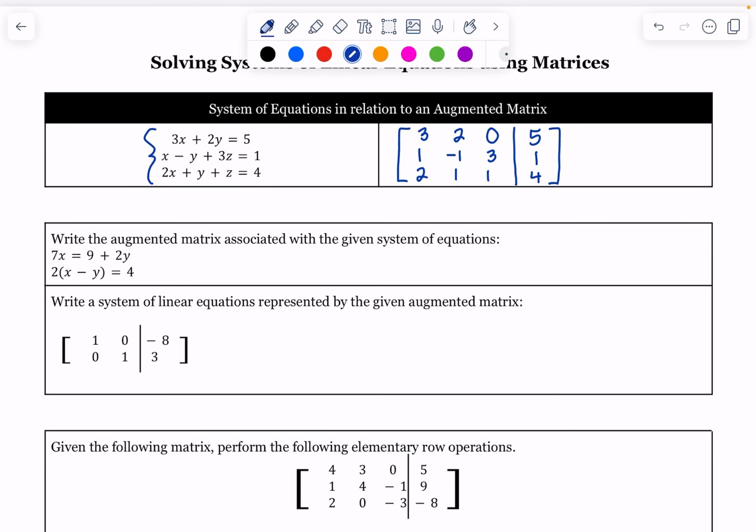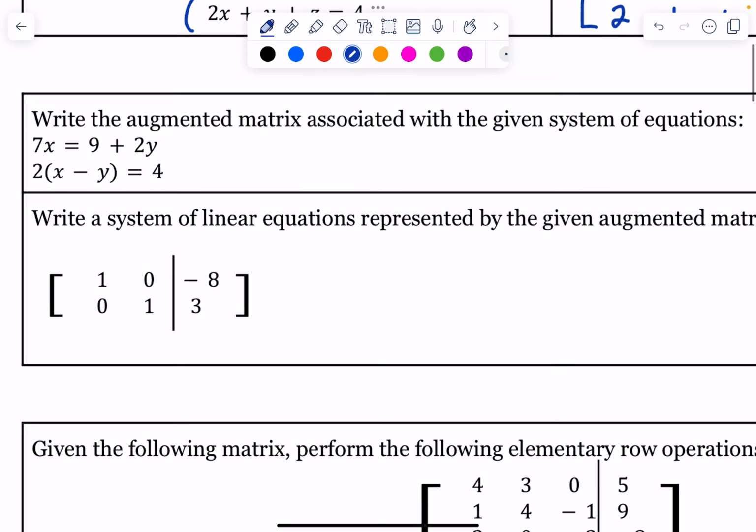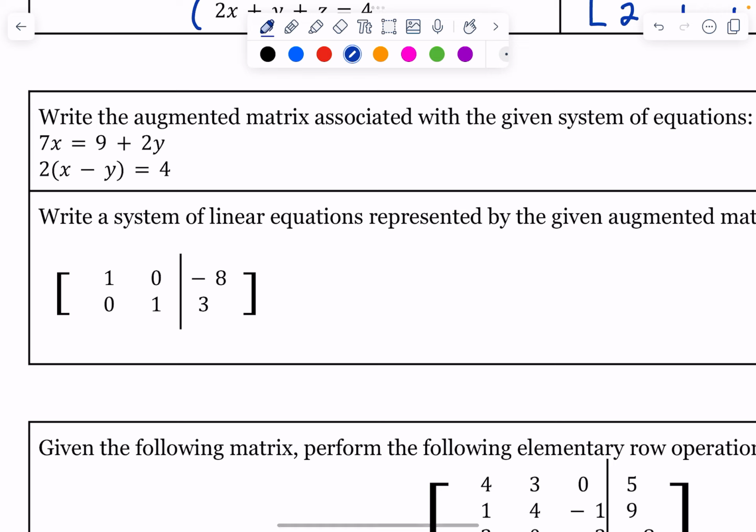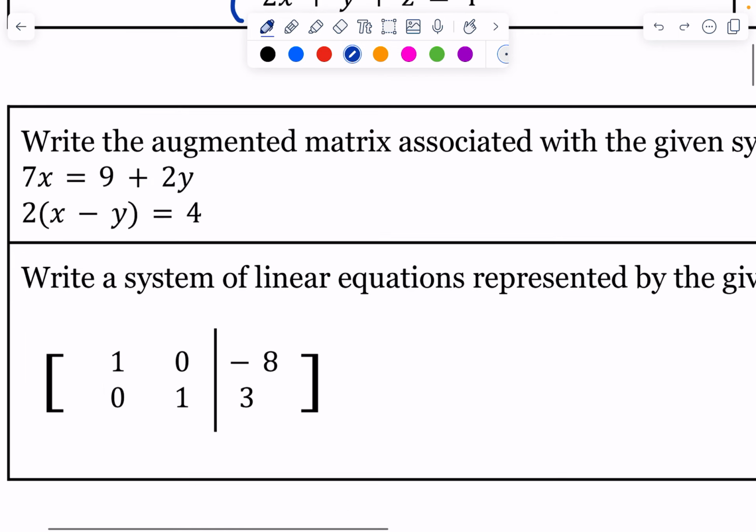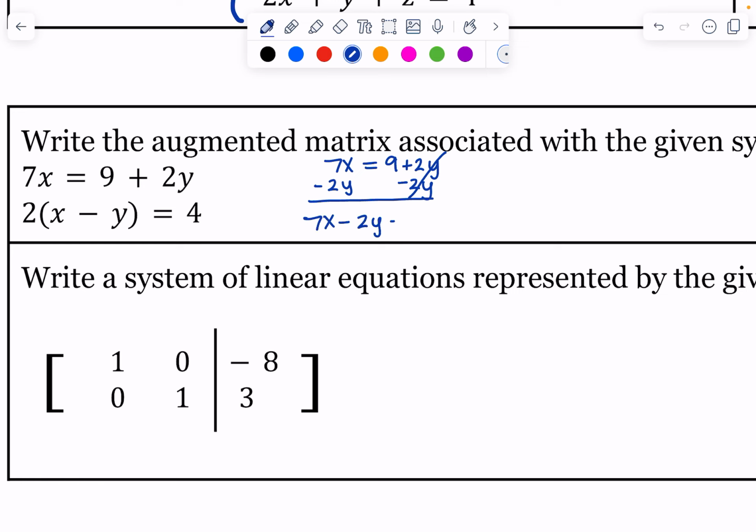Okay. This next part says write the augmented matrix associated with the given system of equations. Here they give us 7x is equal to 9 plus 2y, and 2 times x minus y is equal to 4. Neither one of these is in standard form like that one was, so we need to switch the form on these before we can write the matrix. I'm going to do the first one first. I have 7x is equal to 9 plus 2y. I need to get my y on the other side, so I'm going to subtract it, and I have 7x minus 2y is equal to 9.